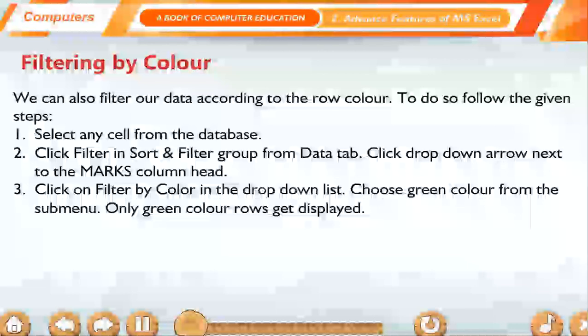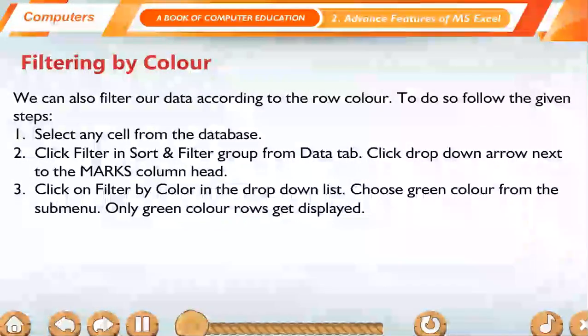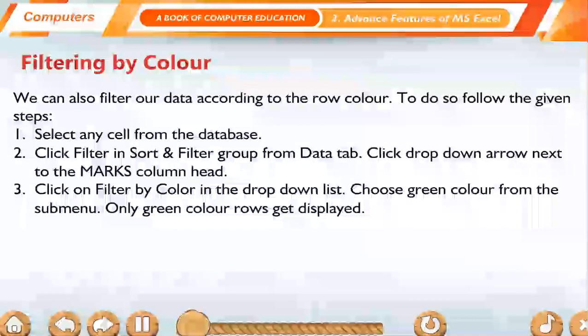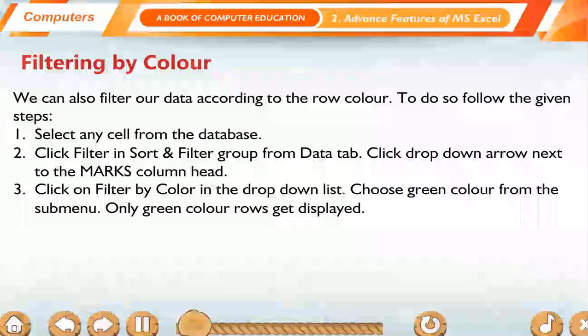Filtering by color. We can also filter our data according to the row color. To do so, follow the given steps. Select any cell from the database. Click Filter in Sort and Filter Group from Data tab.